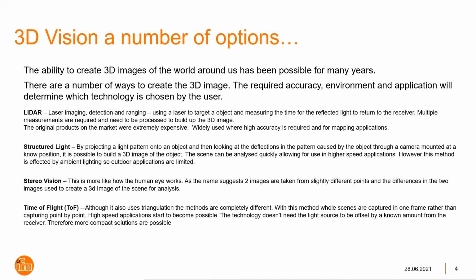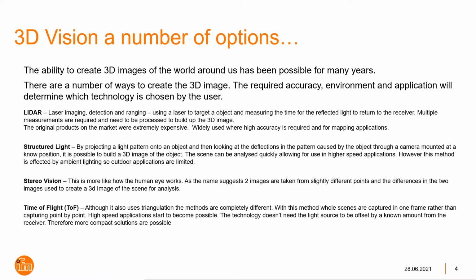So if we look at the options available to you when you say, right, I need a 3D image for my automation application, there are four ways of creating that image. We look at LiDAR at the top there, laser imaging detection and ranging. We fire a laser at an object, take multiple measurements, and build up a 3D image of that object over a period of time.